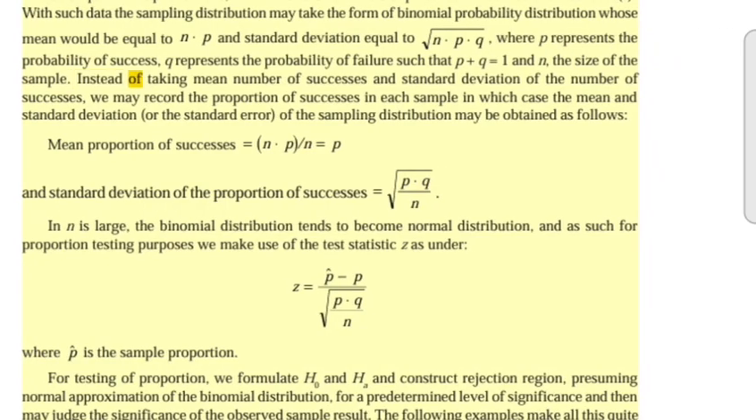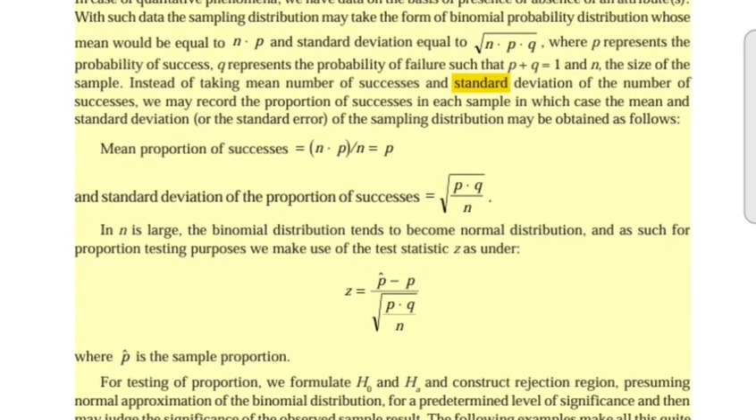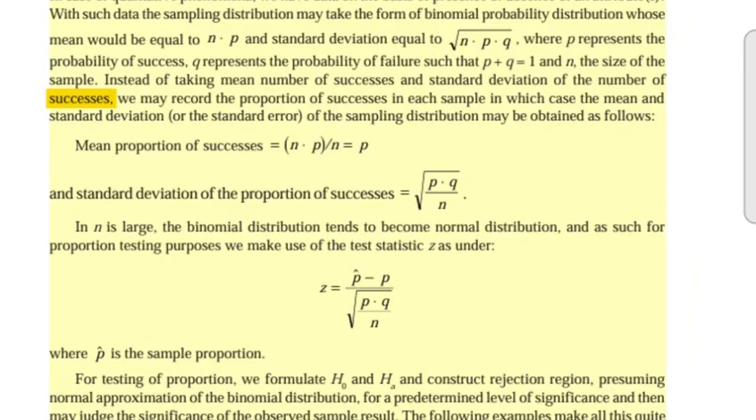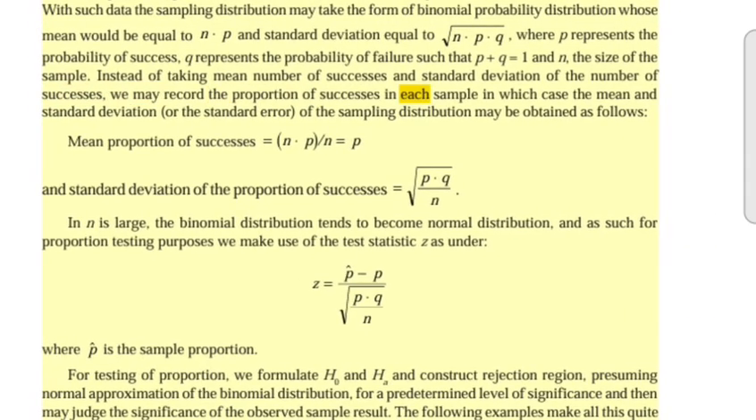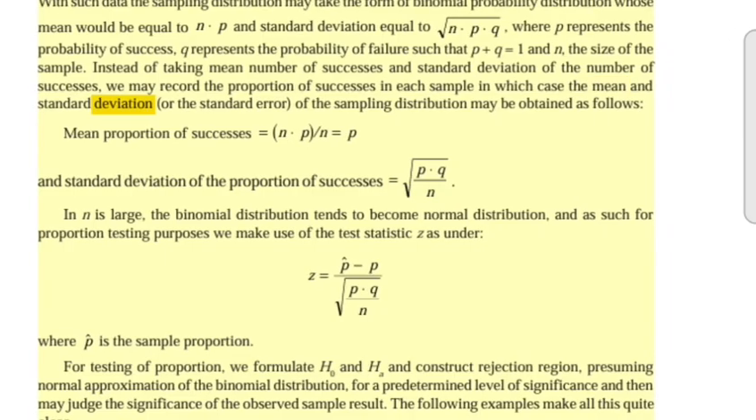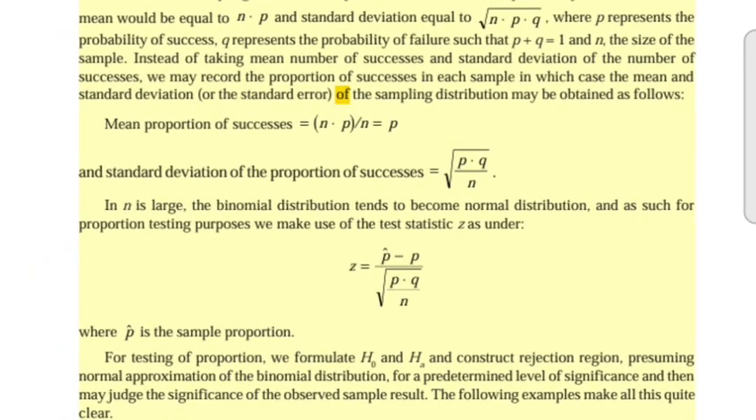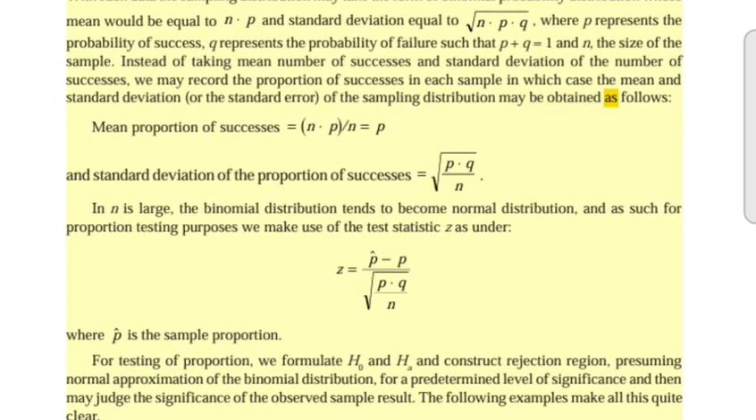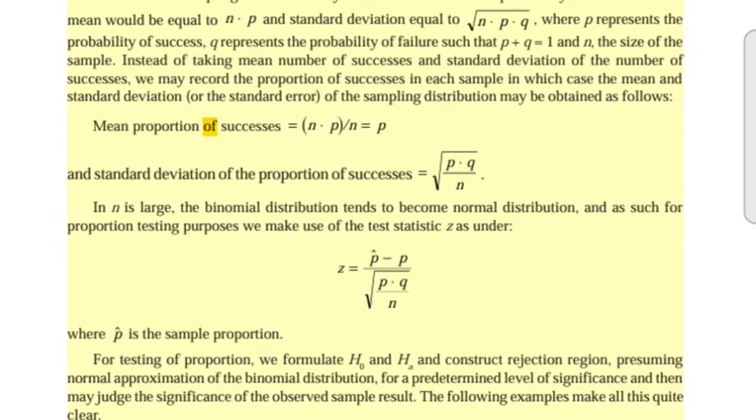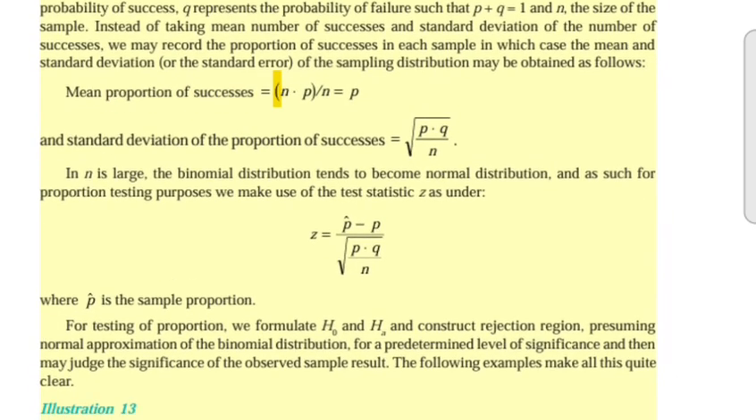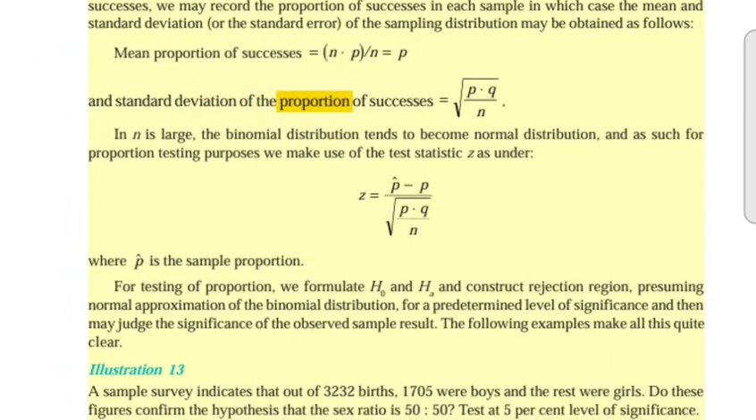Instead of taking the mean number of successes and the standard deviation of the number of successes, we may record the proportion of successes in each sample, in which case the mean and standard deviation, or the standard error, of the sampling distribution may be obtained as follows. Mean proportion of successes equals p, and standard deviation of the proportion of successes equals √(pq/n).